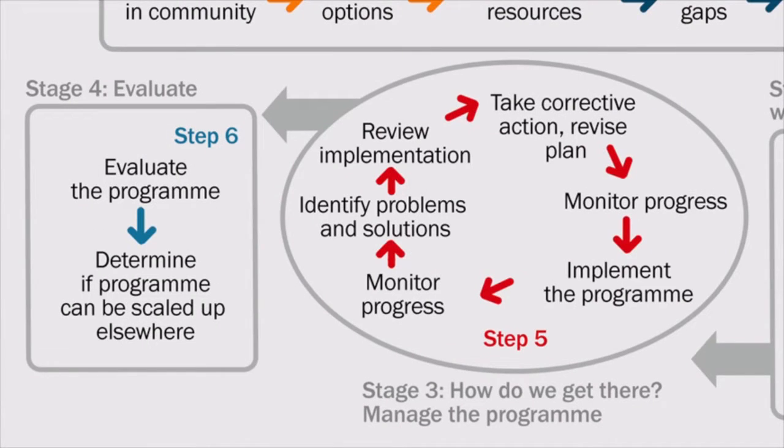Stages 3 and 4 of planning are about ensuring we can carry out the plan effectively. This is the implementation phase, and planning activities here are referred to as monitoring and evaluation. Again, there are 2 steps. In step 5, we carry out several activities, often more than once. We monitor progress of implementation, identify problems and solutions, review implementation, and if corrective action is needed, we revise the plan. In step 6, we evaluate the programme of work that resulted from our plan and decide if the plan can be scaled up elsewhere.